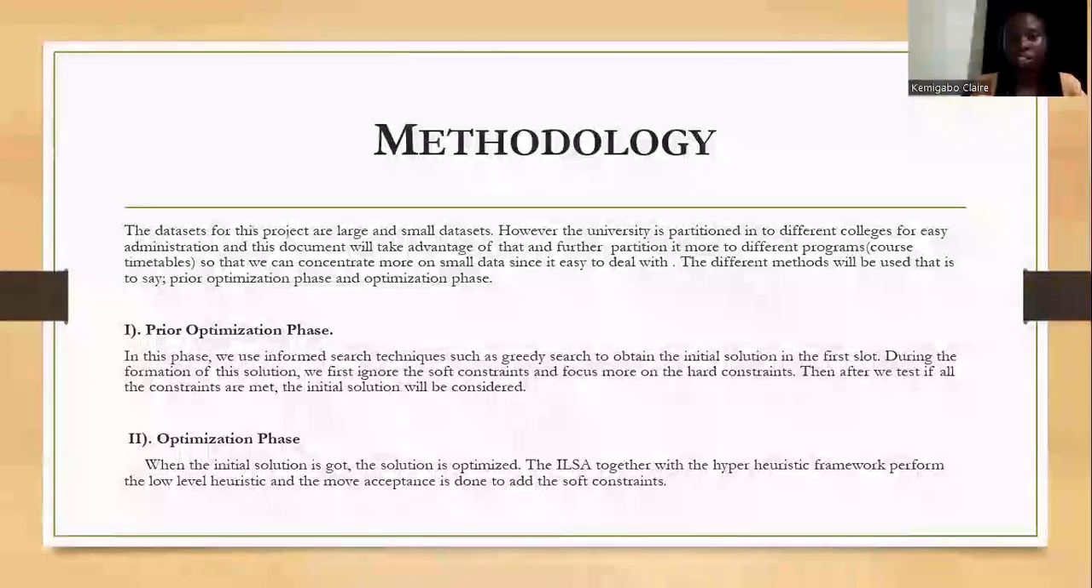However, the university is partitioned into different colleges for easy administration. And so we also partitioned our timetable to favor different schools. Each school should have a different timetable, and we further partitioned it into courses. For example, computer science should have a different timetable compared to software engineering. To do that, we came up with different methodologies, like a prior optimization phase and an optimization phase.